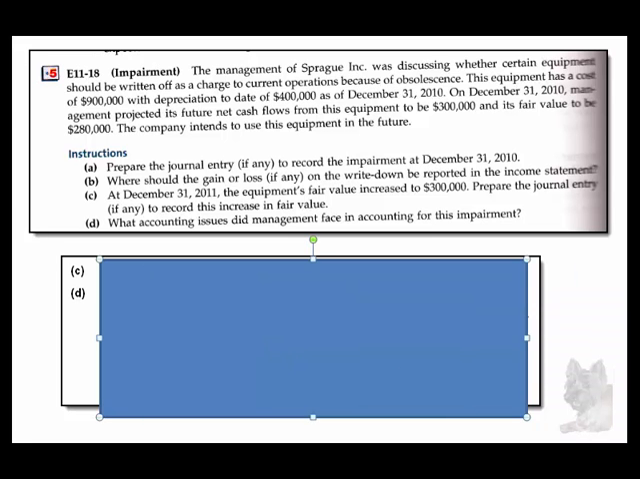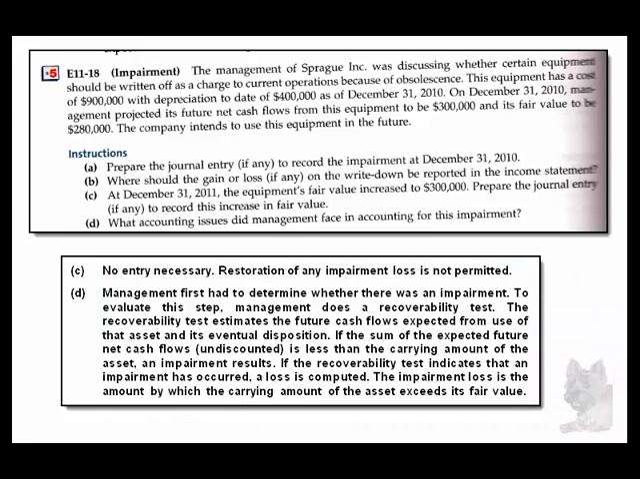All right, so let's slide the blue screen away, and what we see is no entry is necessary. There's no restoration of any impairment loss. So we would not restore the value. The lower value becomes its permanent value. D says, or the answer to D, which was what was the management issue?